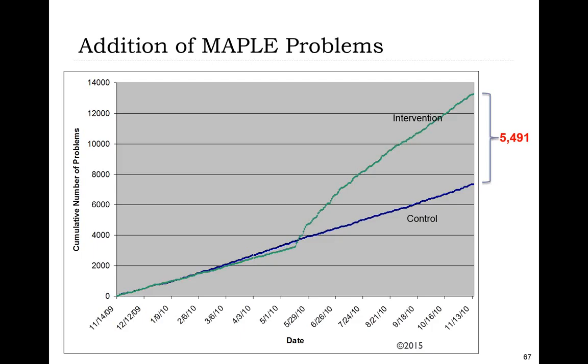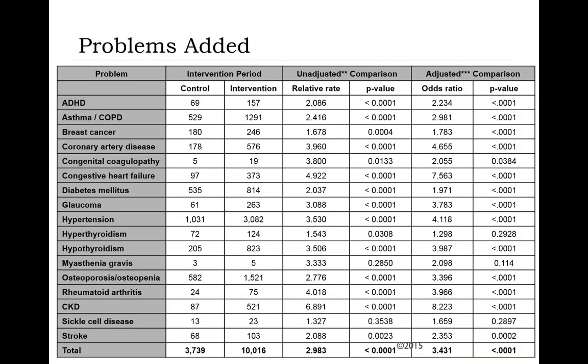And we go forward to the next slide with a table on it. Depending on how you control for the baseline differences in the clinics' rates of adding problems, there was about a threefold difference in the rate at which problems were being added, although there were some problems that had a much greater jump, like congestive heart failure, and others where we didn't see quite as significant a result, often because they were very uncommon problems like myasthenia gravis or sickle cell disease.